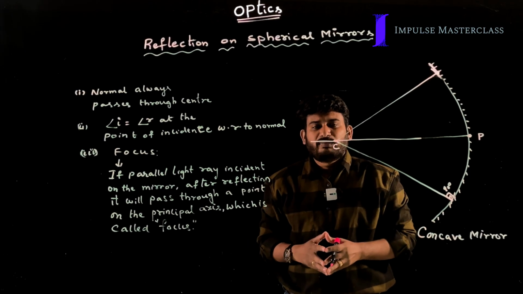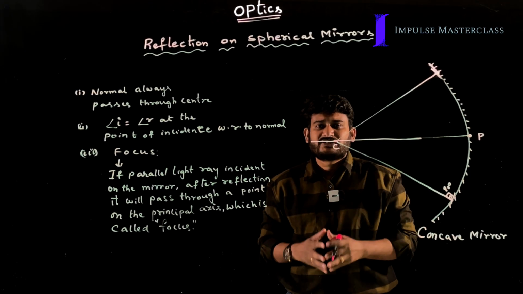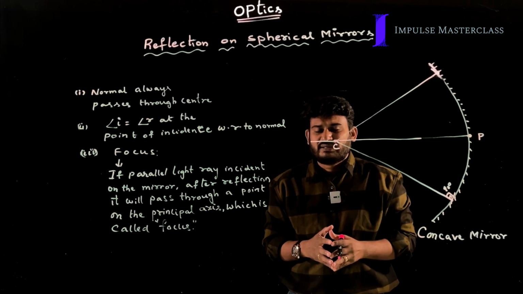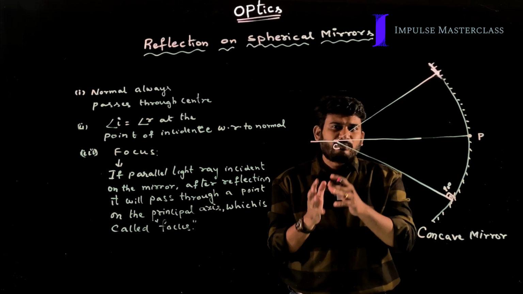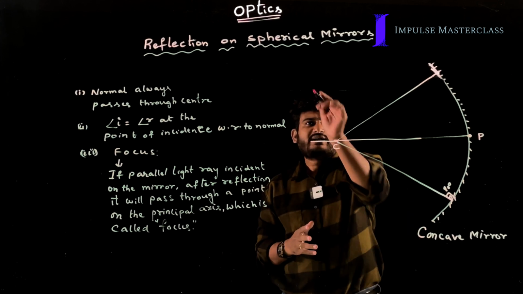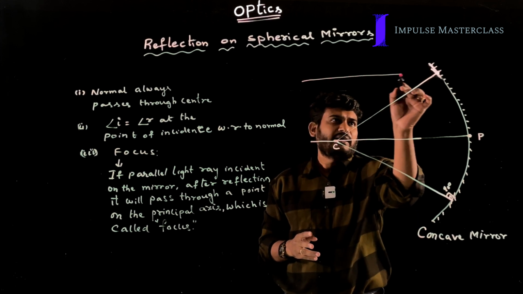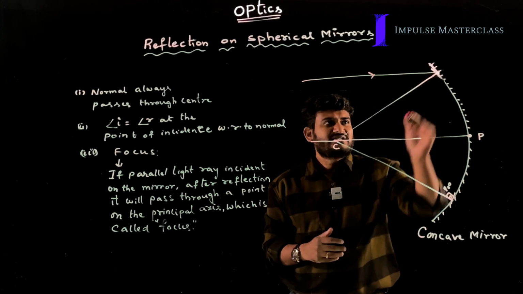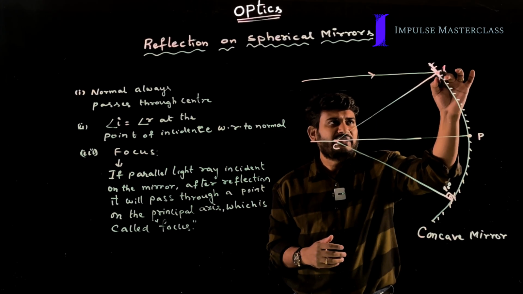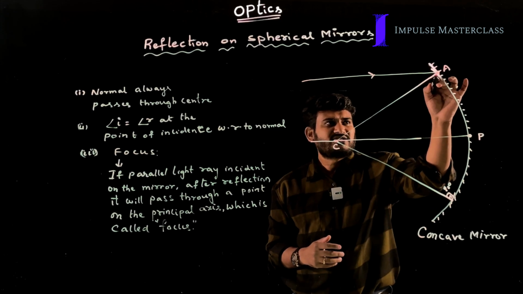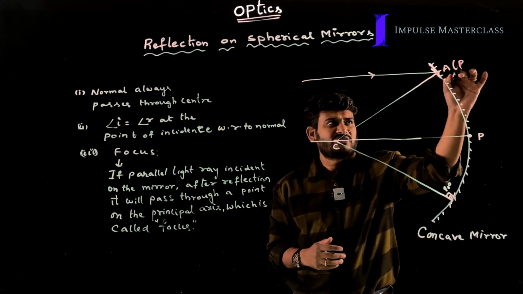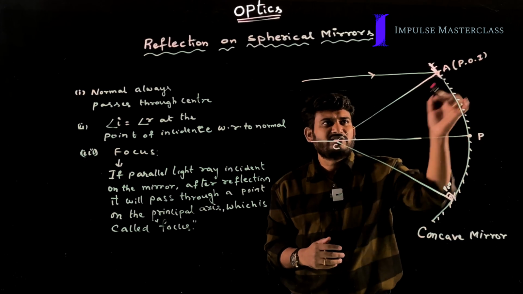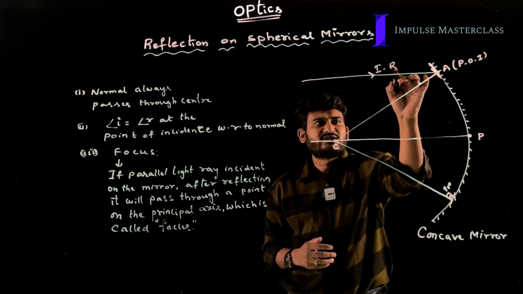We already discussed in a plane mirror that the angle of incidence is always equal to the angle of reflection. Similarly, it is applicable in a spherical mirror. For example, let us consider a light ray which is parallel to the principal axis. It is incident at this particular point, let it be A. Where it is incident is called the point of incidence. This point A is called the point of incidence and this one is called the incident ray.